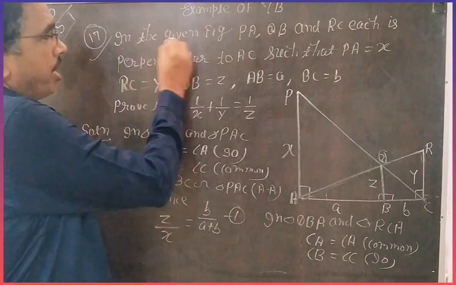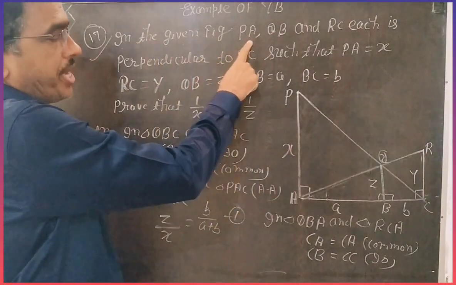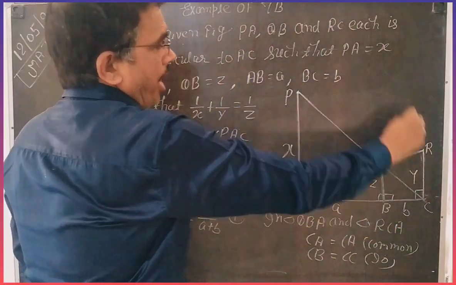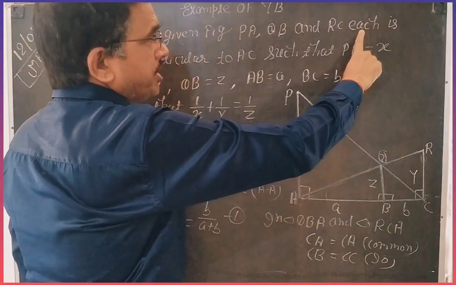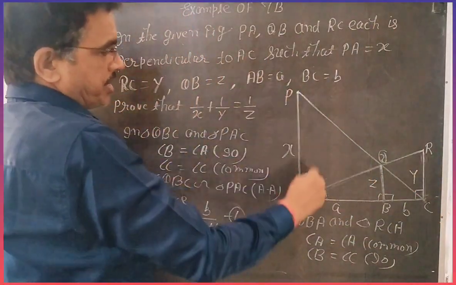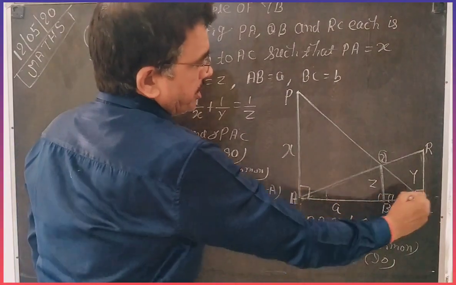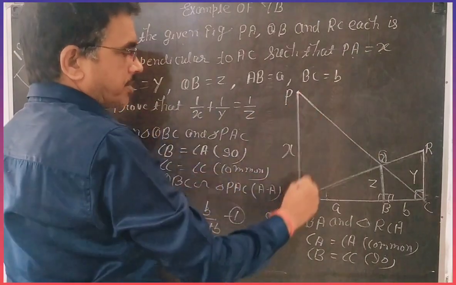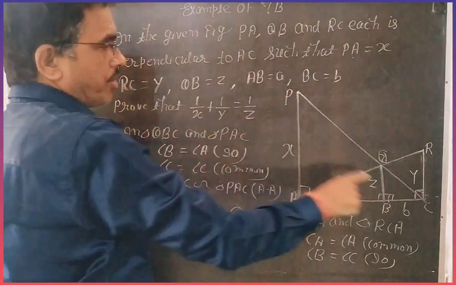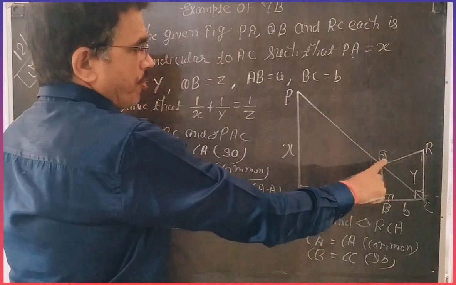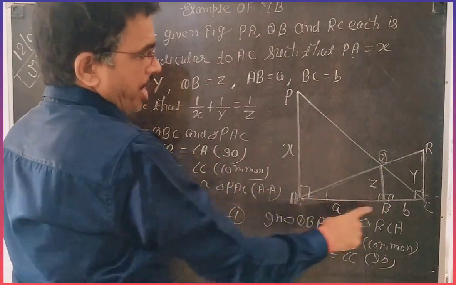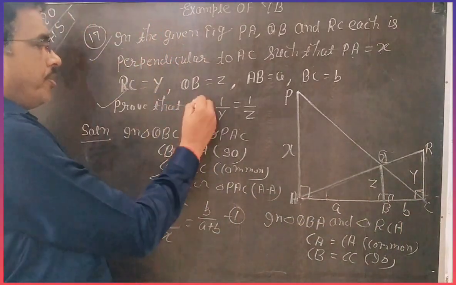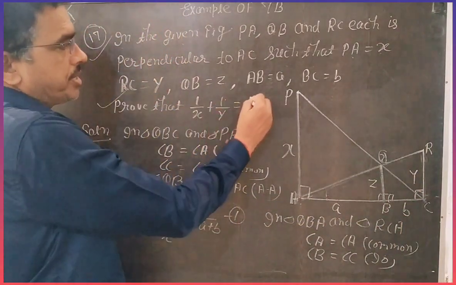Here in the given figure, PA, QB and RC are each perpendicular to AC. That means this is 90, this is 90 and this is 90. Such that PA is equal to X, RC is equal to Y and QB is equal to Z, AB is equal to a, BC is equal to a. Then prove that 1 by X plus 1 by Y is equal to 1 by Z.